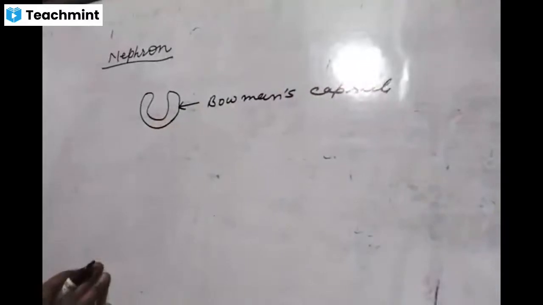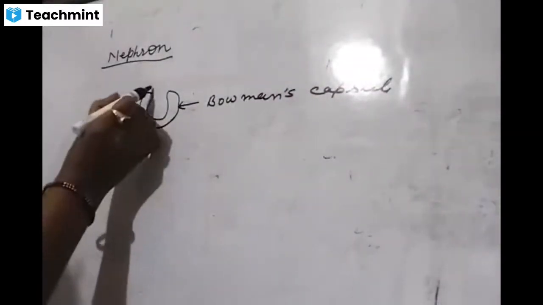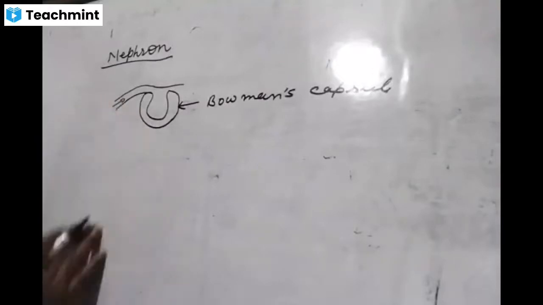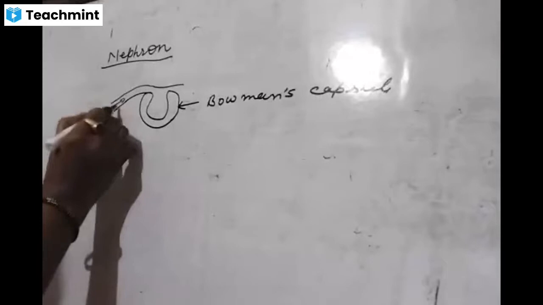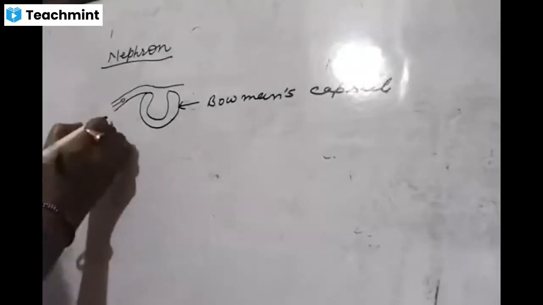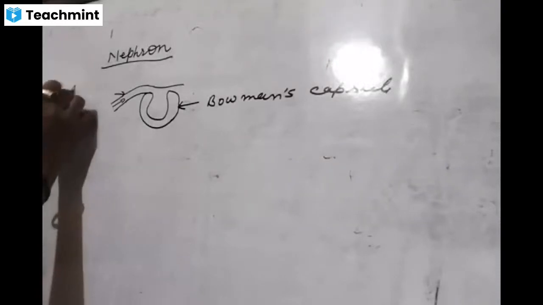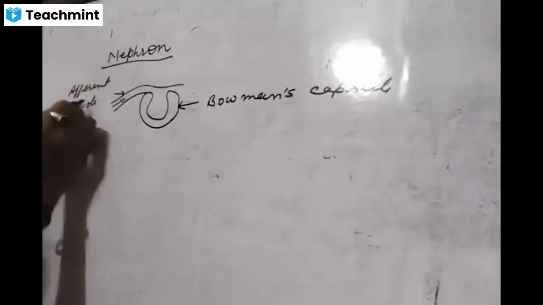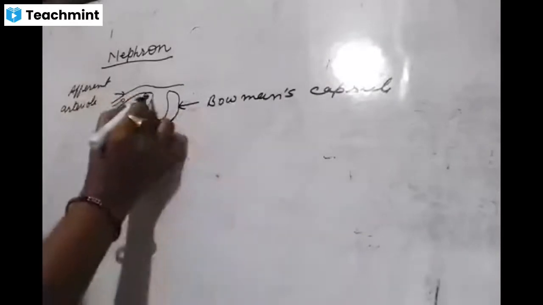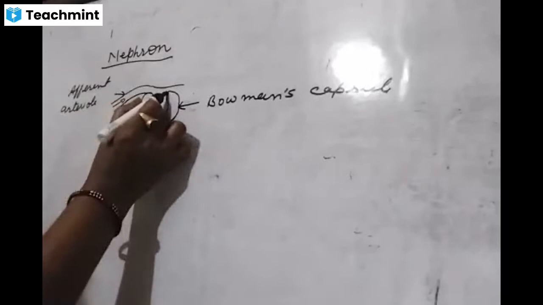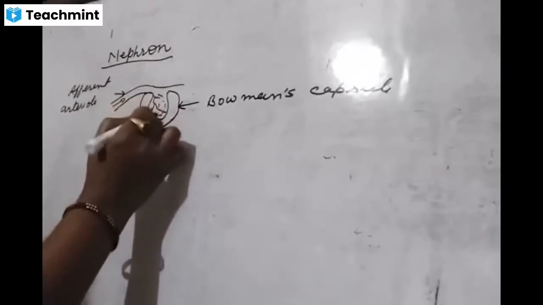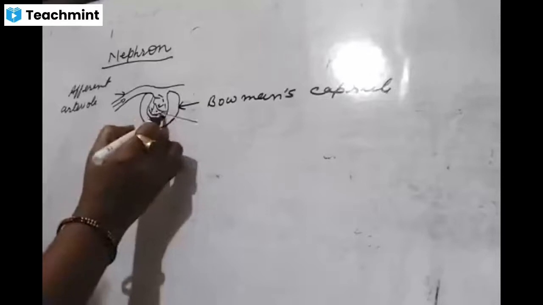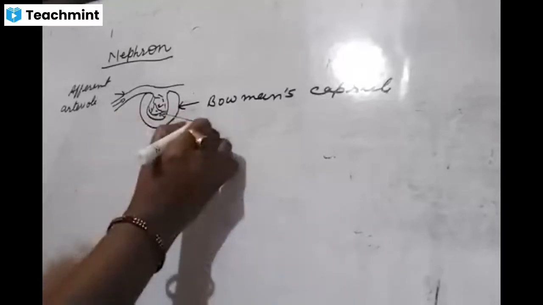Now, the blood vessel which brings blood to this Bowman's capsule, from here blood is coming. This blood vessel is called afferent arteriole. इसको क्या कहते हैं? Afferent arteriole. So from there blood is coming. In this Bowman's capsule, this afferent arteriole forms what? Capillaries. It branches into many branches, and this network of blood capillaries in the Bowman's capsule is called glomerulus.